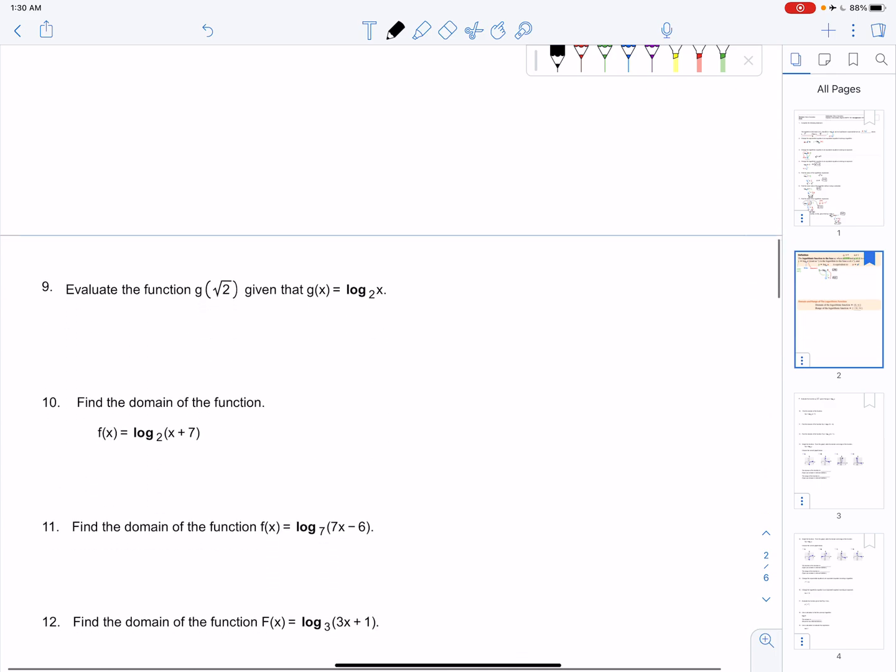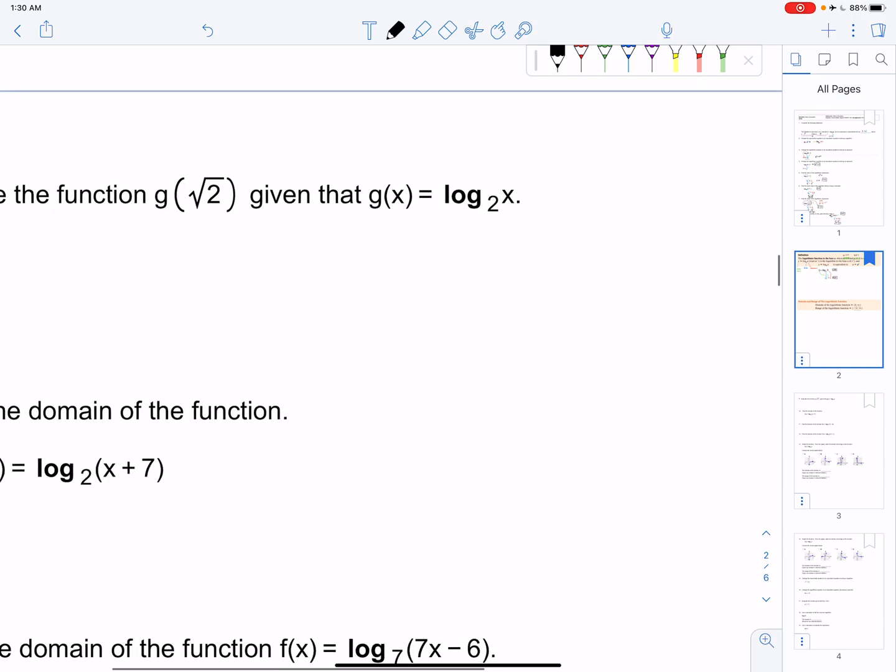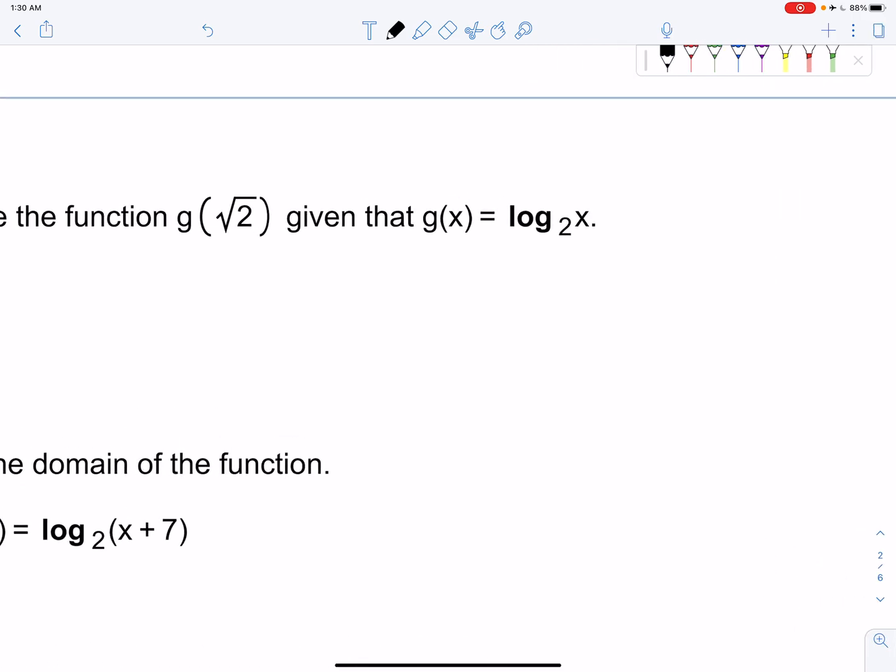Let's do some more problems here. We want to evaluate the function g of the square root of 2, given this value. Let me get a little more space. So we're going to replace this guy with that, right? And so what do we get? We get log base 2 of the square root of 2.